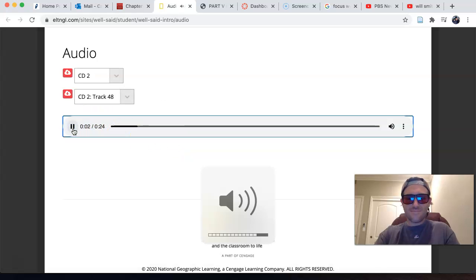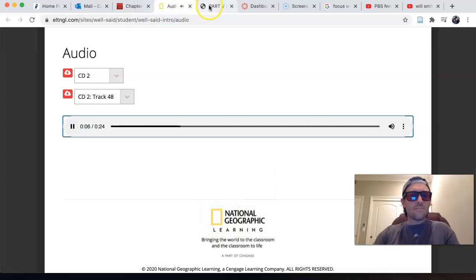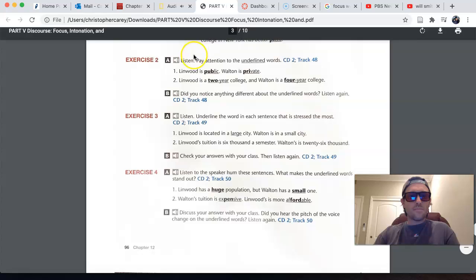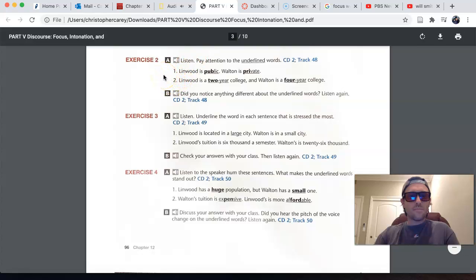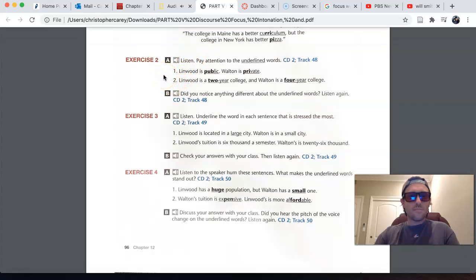Chapter 12, Exercise 2, A and B, page 96. 1. Linwood is public. Walton is private. 2. Linwood is a 2-year college, and Walton is a 4-year college.